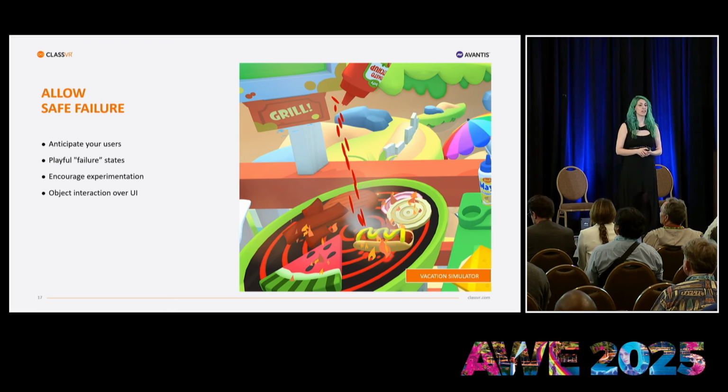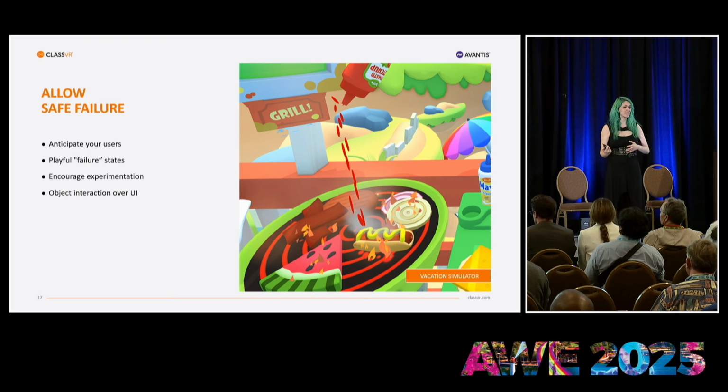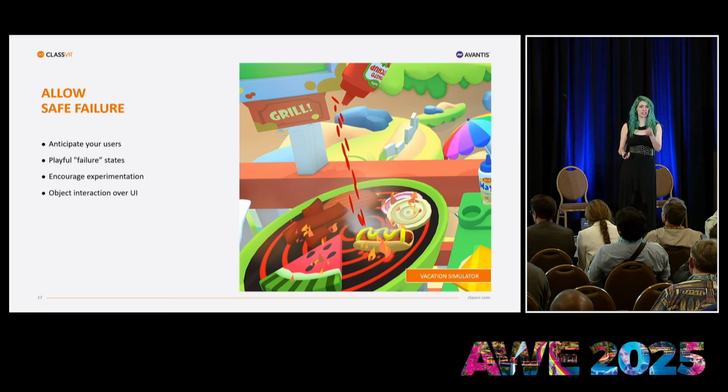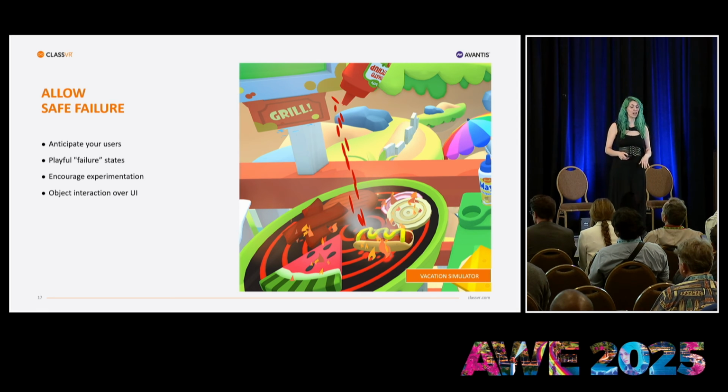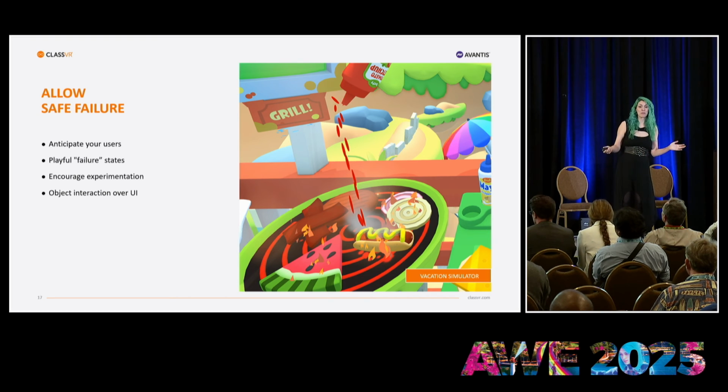So this game is called Vacation Simulator by Alchemy Labs. I think they're really the masters of these playful interaction design. And in this game, you can take food, you can bite it by putting it in your face, you can turn it into a waffle, you can grill it, you can burn it, and you can combine all these things together. So are you supposed to do all those things? Not really, but you're experimenting, it's fun.